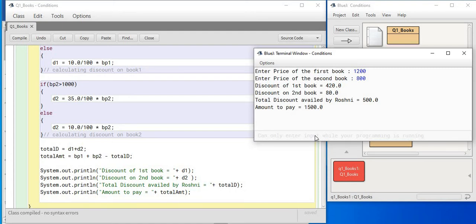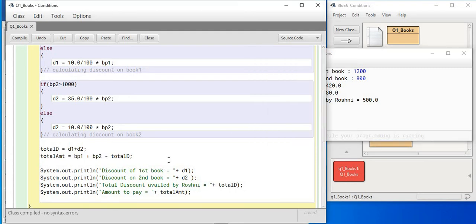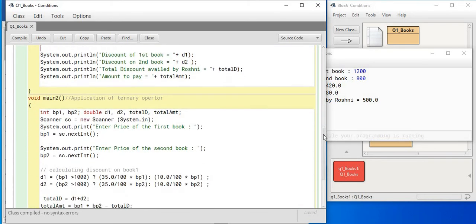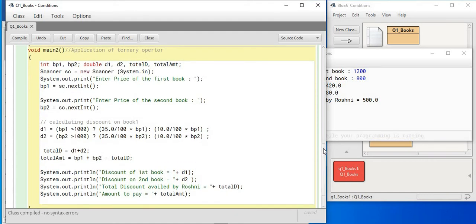Now I would like to show you something different from the previous one, because this time I have kept this thing ready for you. You know what it is? It is the use of ternary operators. As I said in the previous video where I was explaining conditions, this ternary operator is used for small cases.